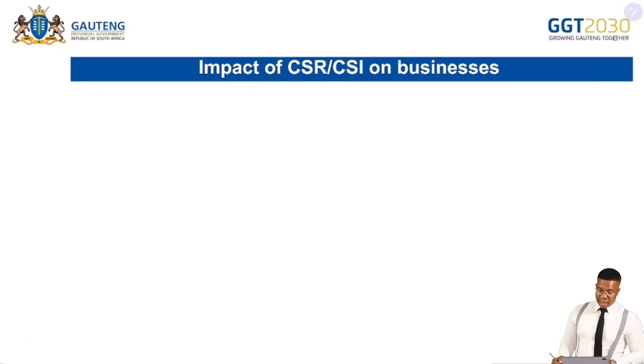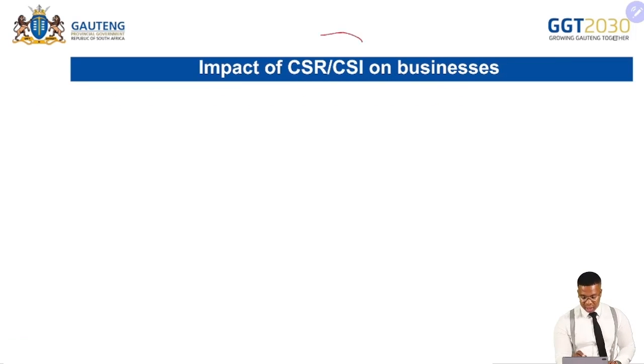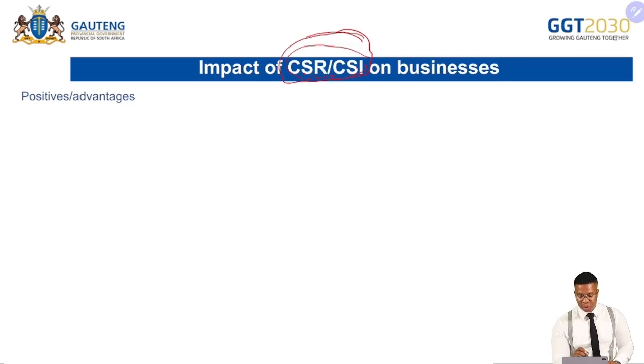Then you can have a direct question which says evaluate or analyze the impact of CSR on the business. What I need you to understand here is that the impact of CSR and CSI are the same. You should not change responses. You should not look for any other response. Just know that CSR and CSI work interchangeably. CSR focuses on the internal, making sure that the business is being responsible internally. But when you're looking into CSI, the aim is the community, investing towards the community.